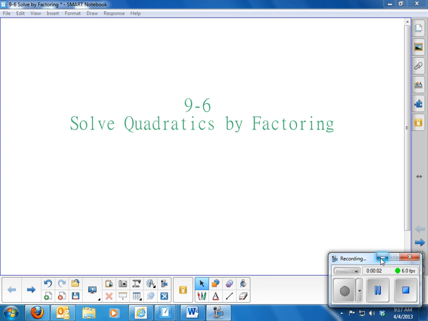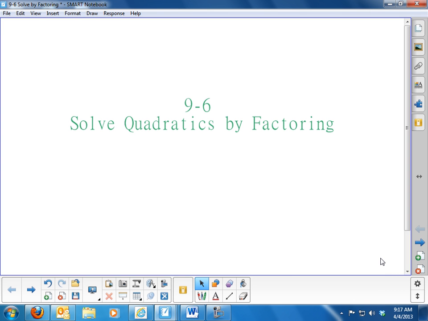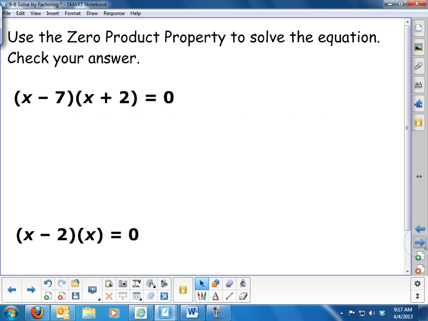Okay, algebra students, today we are going to learn about solving quadratics by factoring. One of the really unique things about solving quadratics, and that we learned with graphing, is that we set these quadratics equal to 0. Here's a couple of examples.